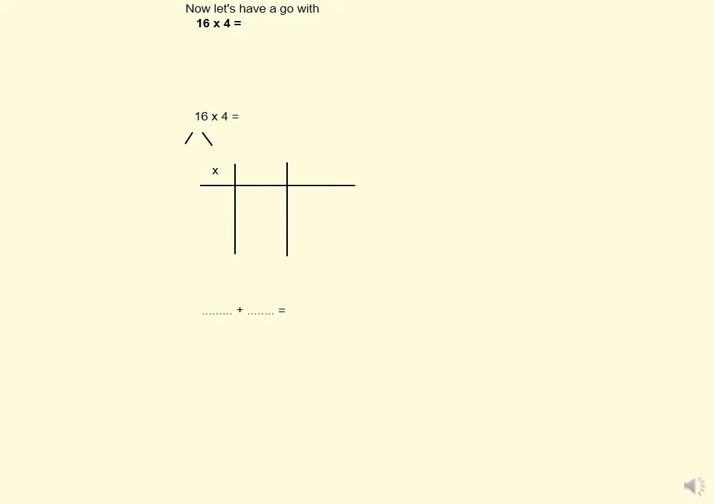Okay, next one again, I'd like you to do this one on your own, so press pause and then come back to check your answers. So we have 16 times 4. First step, remember, we partition our two-digit number into 10 and 6. Put our 10 up here and our 6 in this column, timesing it by 4.